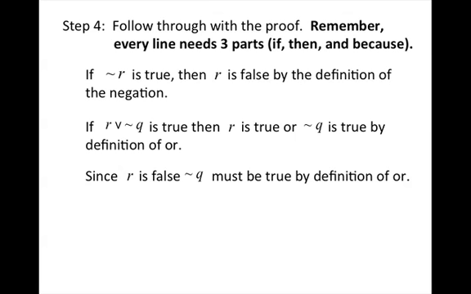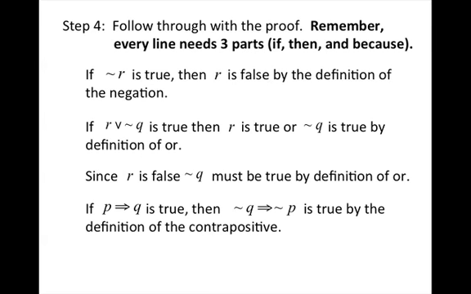I want to use the fact that that contrapositive is true, but I wasn't given that as one of my truths. So I've got to prove it. So begin with the implication, P implies Q is true. I was given that was true. Based on that, the contrapositive, not Q implies not P, is true. And that's by definition of the contrapositive.